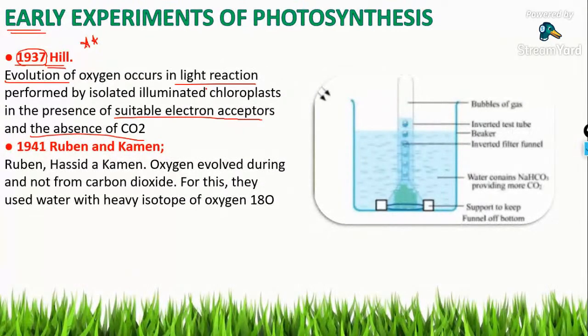So in the next class, lecture number 3, we would definitely be discussing the light reaction. There are two kinds of reaction: the light dependent reaction or light reaction, and the light independent reaction or dark reaction. In that you will have certain electron acceptors.